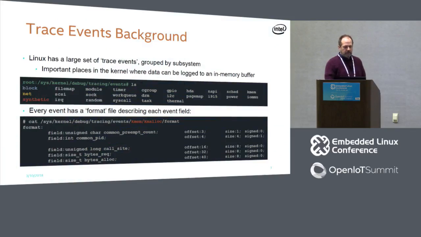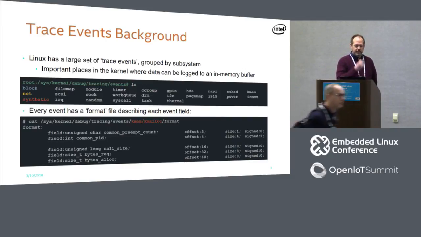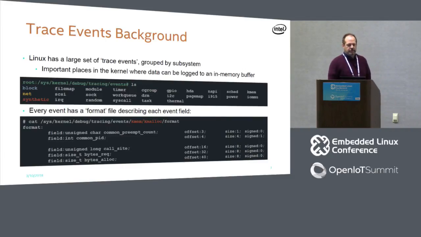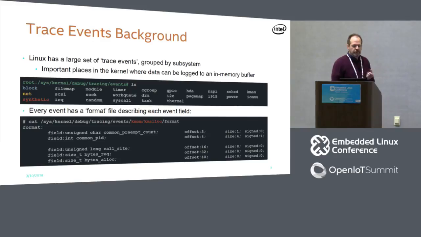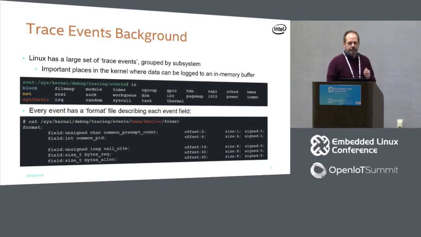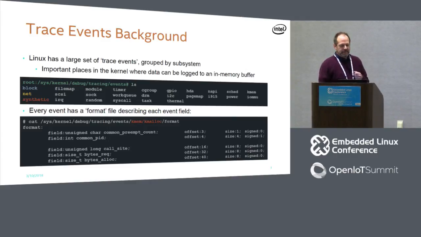So, just a quick overview of trace events itself. Linux has a large set of trace events. These are just places in the kernel where it may be useful to log relevant information when execution hits those points. And they're called trace events, and there are hundreds of them in the kernel at this point, a couple thousand, okay. So to make those manageable, they're grouped into subsystems.